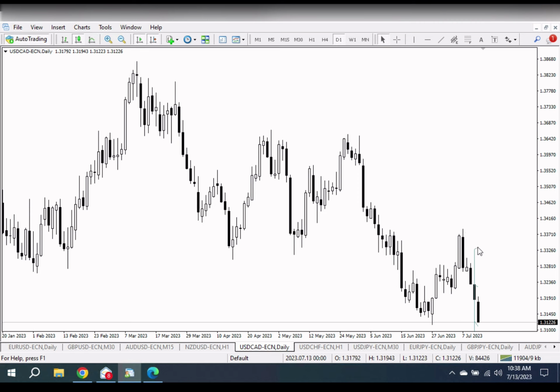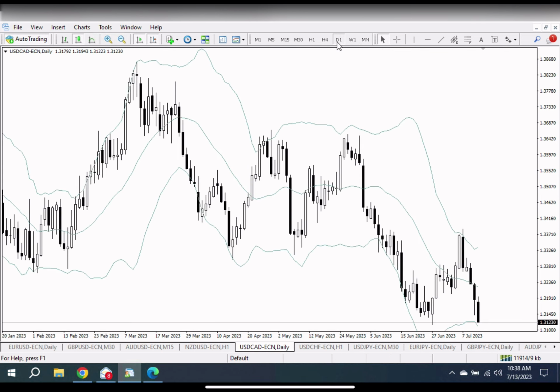It is trying to appear, but sometimes it doesn't appear. For example, look at this line. This is the Bollinger Band. It's not appearing. So what you can do is simply go to any other time frame and come back to this time frame, and the indicator will appear. For example, I go to monthly and then come back here. Now this band has appeared.